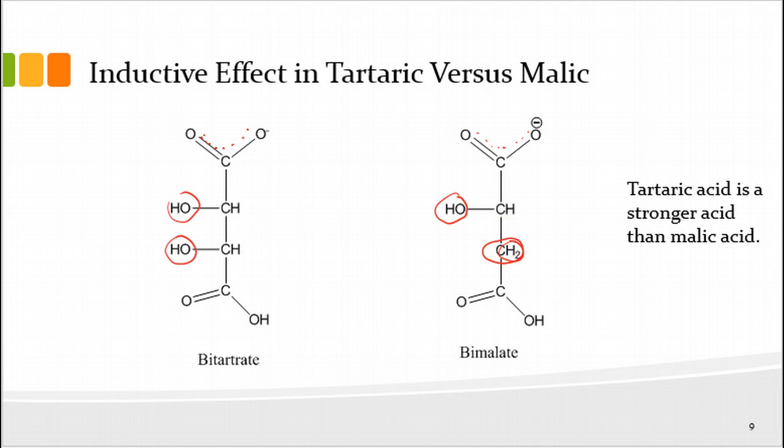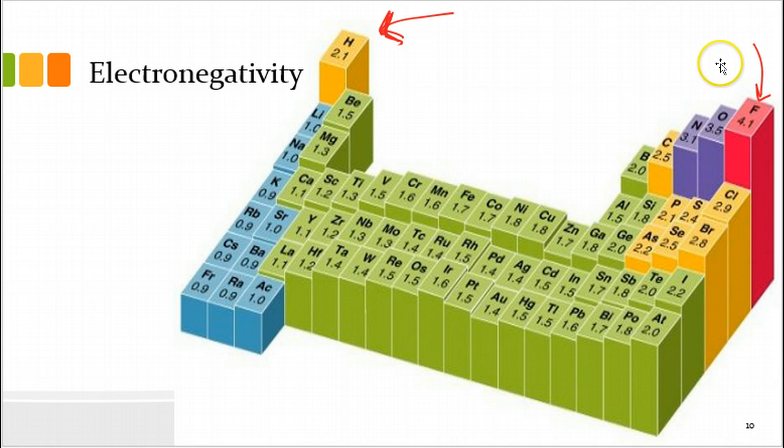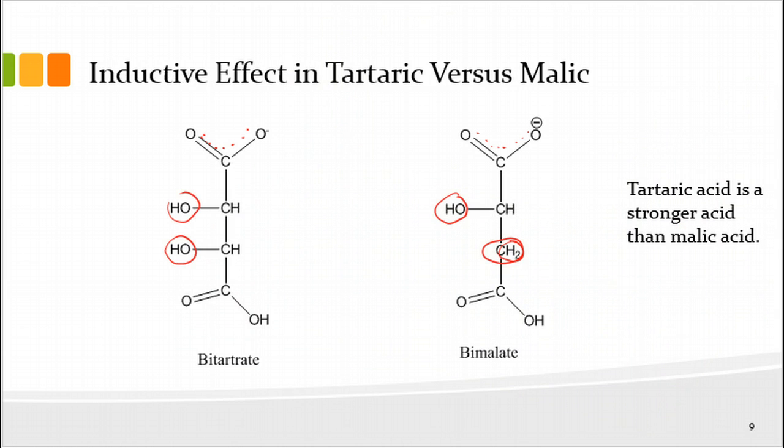Look at the relative electronegativity. Oxygen, 3.5 electronegativity on the Pauling scale versus hydrogen's 3. Oxygen's a lot more electronegative. So just like fluorine attracted electron density away from the negative charge here, the tartaric acid has 2 oxygens here which can attract electron density away from the negatively charged area at the end. Malate only has 1 oxygen.